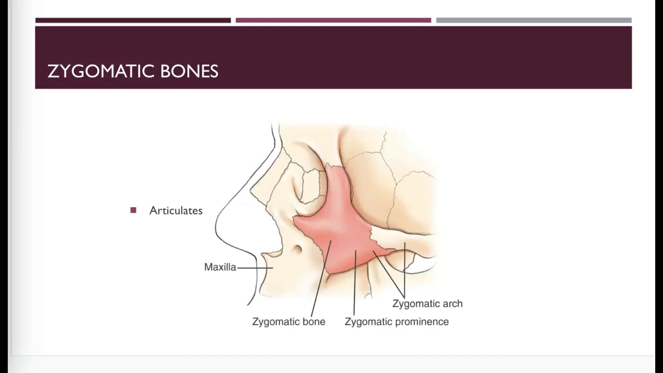The zygomatic bones articulate with 3 cranial bones, the frontal, the sphenoid, and the temporal, and it articulates with 1 facial bone only, which is the maxilla.